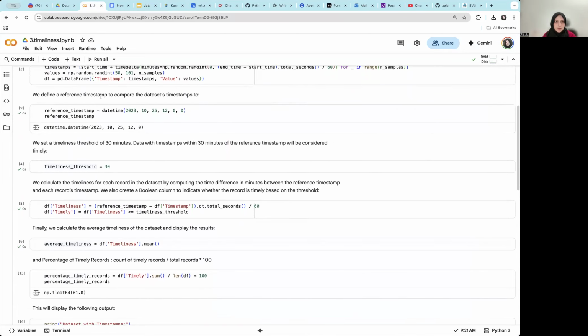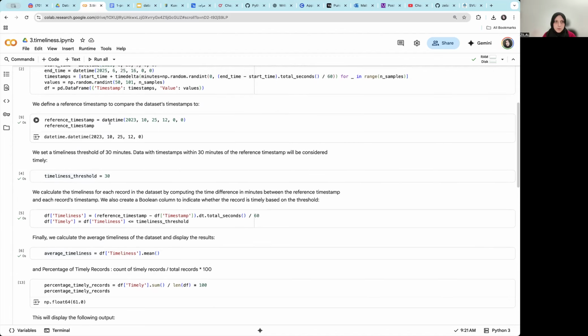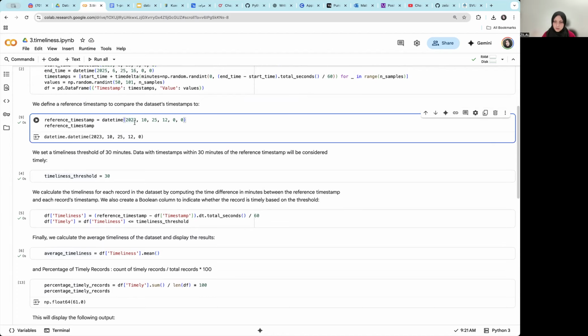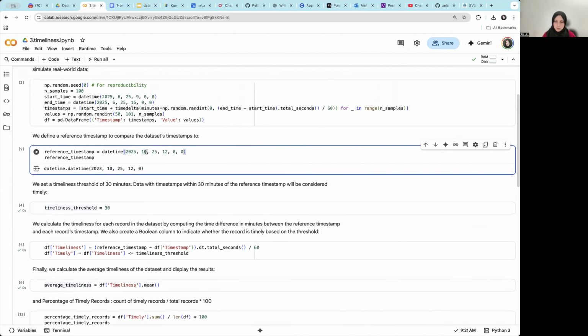And then we define a reference timestamp to compare the dataset's timestamps to. For example, here there is a typo. I didn't update the code. And I want to compare it with June 25th.